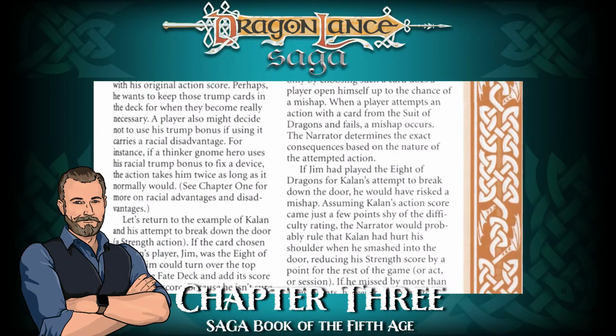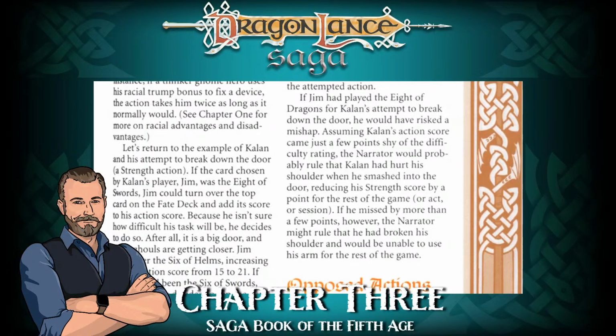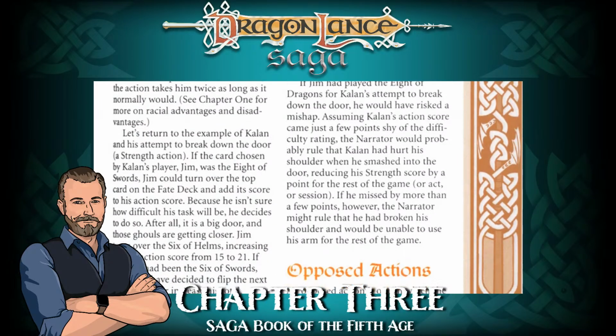If Jim had played the Eight of Dragons for Kaelin's attempt to break down the door, he would have risked a mishap. Assuming Kaelin's action score came just a few points shy of the difficulty rating, the narrator would probably rule that Kaelin had hurt his shoulder when he smashed into the door, reducing his strength score by a point for the rest of the game, act, or session. If he misses by more than a few points, however, the narrator might rule that he has broken his shoulder and would be unable to use his arm for the rest of the game.